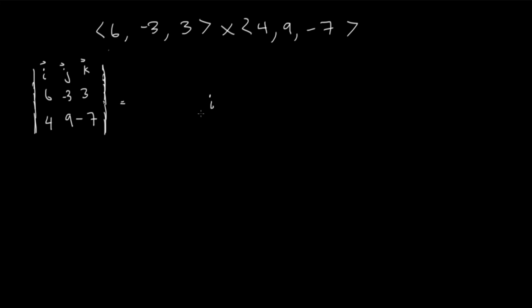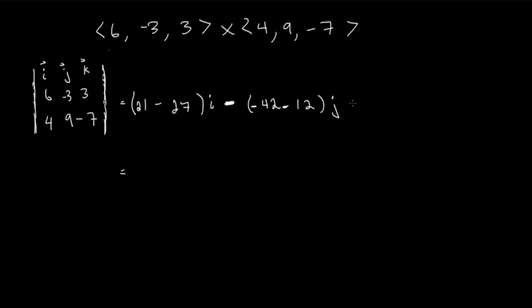So we're going to have an i times -3 times -7, that's 21, minus 9 times 3, that's 27. We'll simplify this in a second. The most annoying part about this process is remembering the negative on the j term. We have 6 times negative 7, that's negative 42. And we have 3 times 4, that's going to be minus 12. 3 times 4 is 12, but we are subtracting that term.